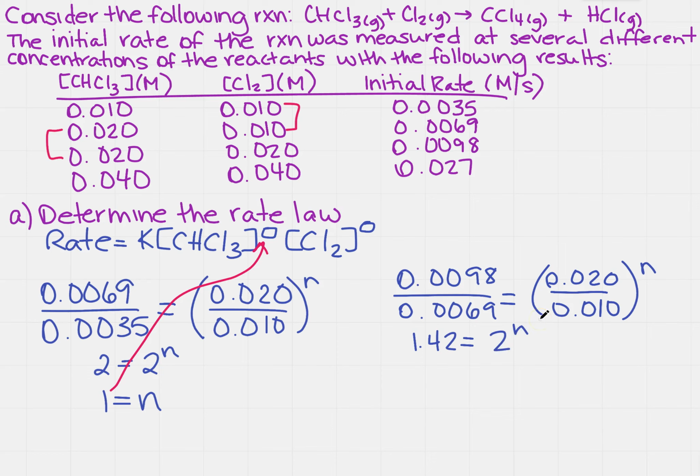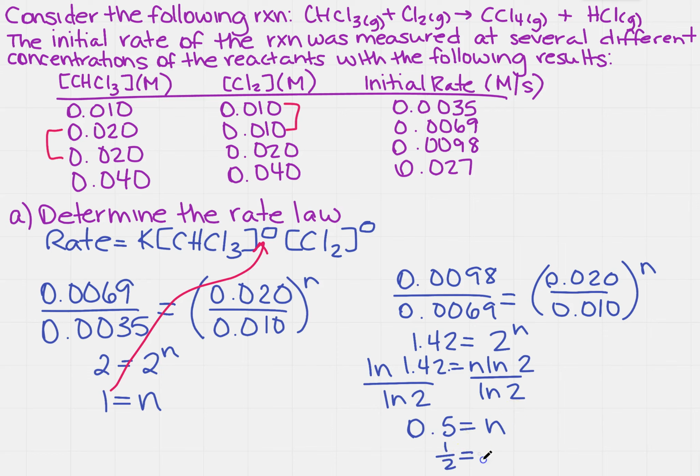Now I need to get n all by itself. What do I have to do? You take the natural log of both sides. Remember, when you do that, the n comes out in front. It's the natural log of 2. I'm going to divide by the natural log of 2. And when I do that, I get 0.5 equals n. Now for an exponent, remember I can't use decimals, so this is the same thing as 1/2 equals n. So now I have found the number that goes in right here.